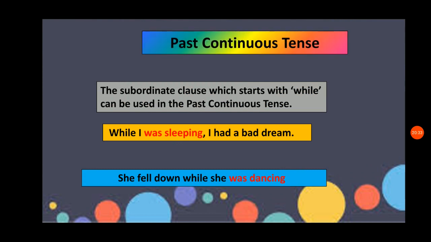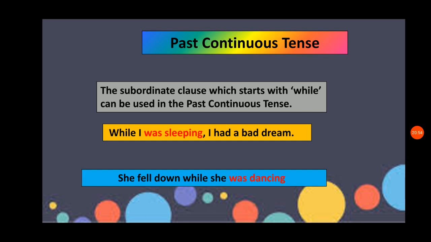The subordinate clause which starts with while can be used in the past continuous tense. So what is a subordinate clause? A subordinate clause is used in the complex sentence, and it makes a complete meaningful sentence into an incomplete meaningful sentence.